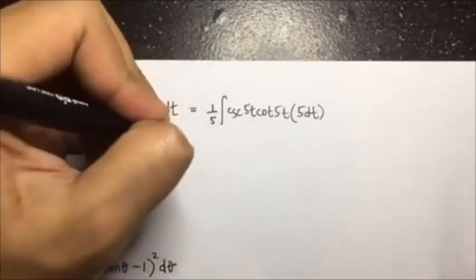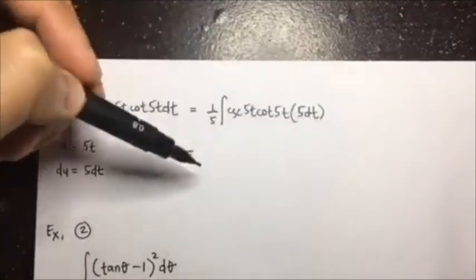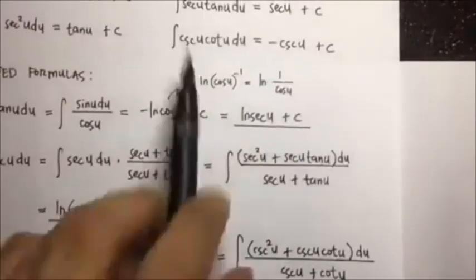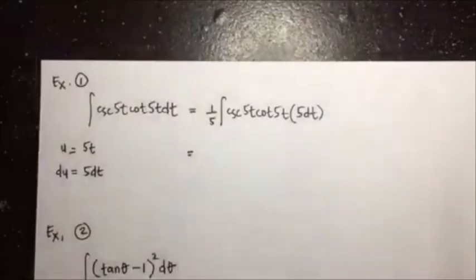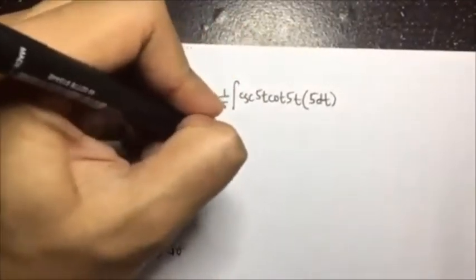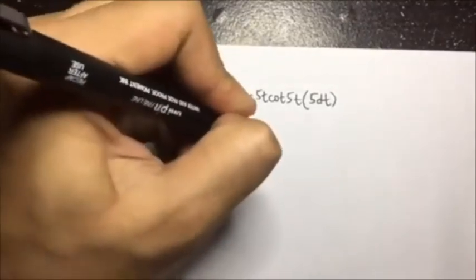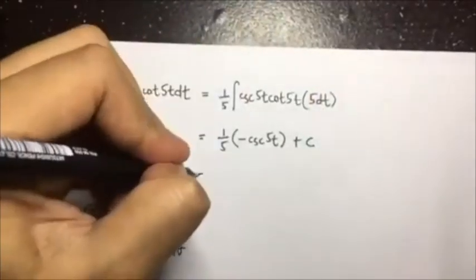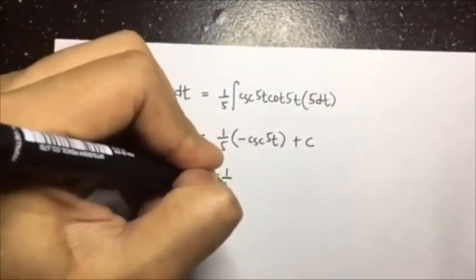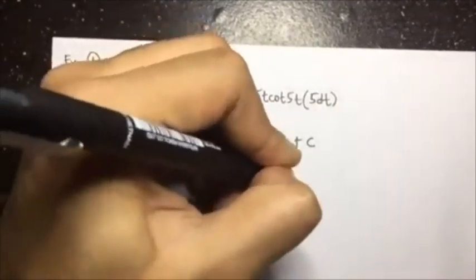Okay, so since the differential part is now complete, we can now apply the formula. What's the integral of cosecant of u cotangent of u du? That is negative cosecant of u plus c. So this will become 1/5 times negative cosecant of u, which is equal to 5t, plus c, or negative 1/5 cosecant of 5t plus c.